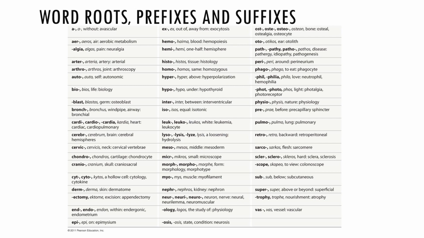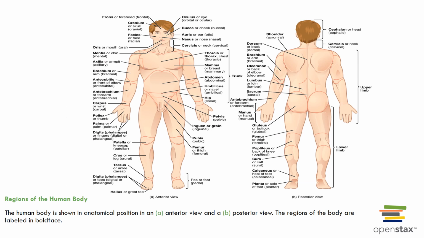So word roots, prefixes, and suffixes are listed here for you. Make sure you know all of these roots, prefixes, and suffixes. So for example, cardio means heart, endo, within, hemo, blood. This will help you later on. Myo, muscle. And then you've got different regions of the human body. Now, one thing to note in this picture is that the anatomical position is being demonstrated.